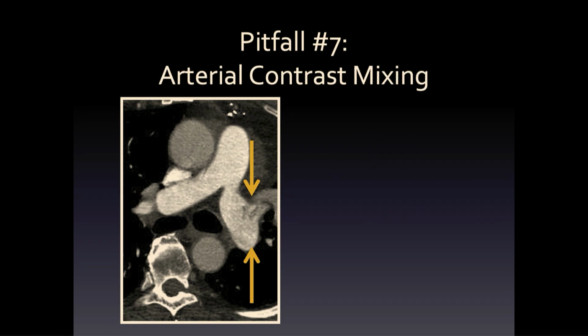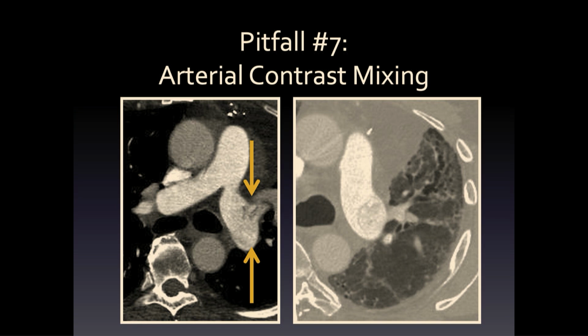And so this is mixing that happens within the main pulmonary artery or some of the bigger branches. We can even see why here. Even on lung windows, we can see some of that mixing. And why? Because there's slow abnormal flow. This person has an ILD, so the arterial flow is not normal.